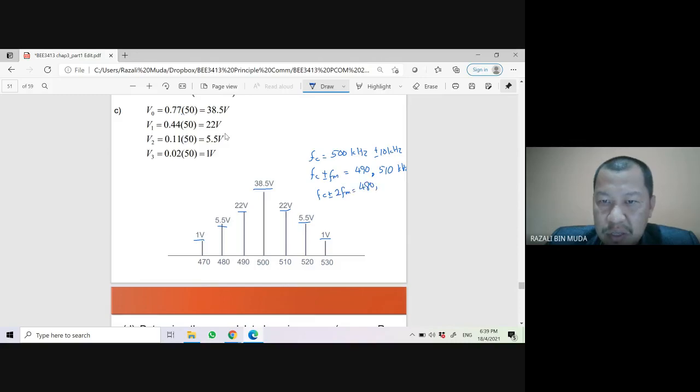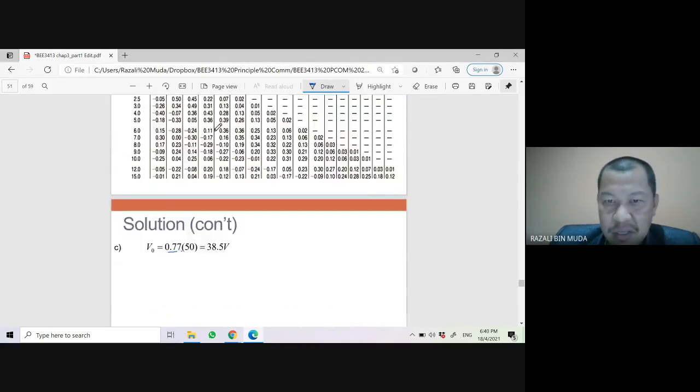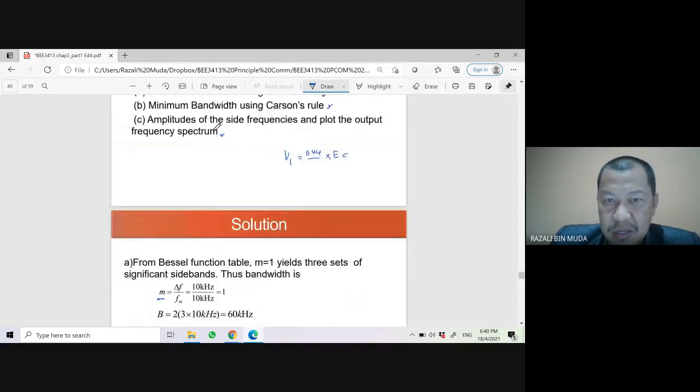So you have 480 and 520, FC plus minus 3 FM. It has 470 and 530. So 470 equals 530, these two are equal. This 480 equals 520. And this 490 equals 510. These pairs are equal. And we have V0 of 38.5. Where does this come from? 0.77, from the carrier. For the carrier value, we have 0.77 multiplied by EC. V0 equals 0.77 multiplied by EC.